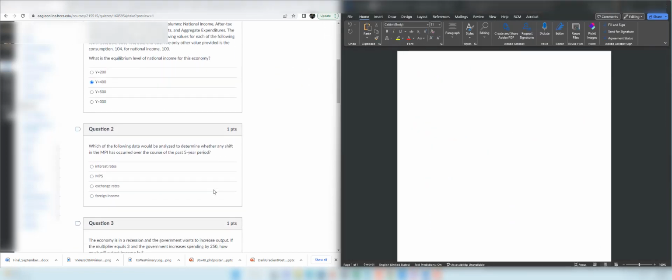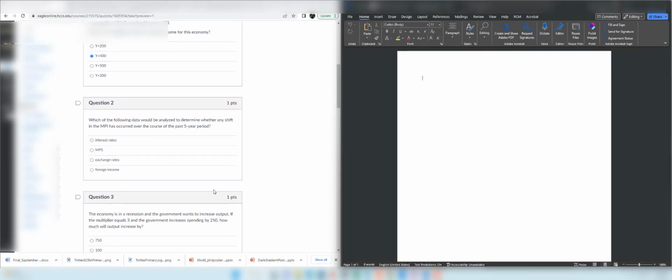Now the second question. Which of the following data would be analyzed to determine whether any shift in the MPI, what is MPI? MPI is marginal propensity to import, has occurred over the course of the past 5-year period. So MPI is going to change related to exchange rates, right? Because MPI is marginal propensity to import. That means what percentage of your additional income you spend for imports. So MPS is marginal propensity to save, and this is not related to imports. Interest rates is not related again, but exchange rates for households are important.